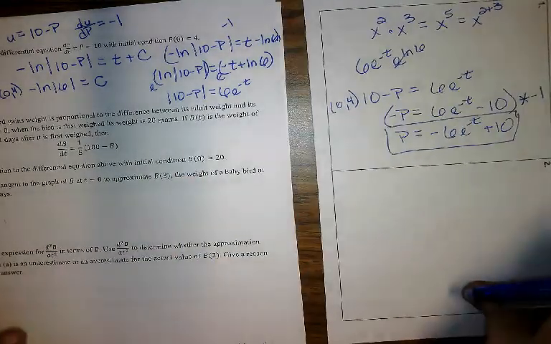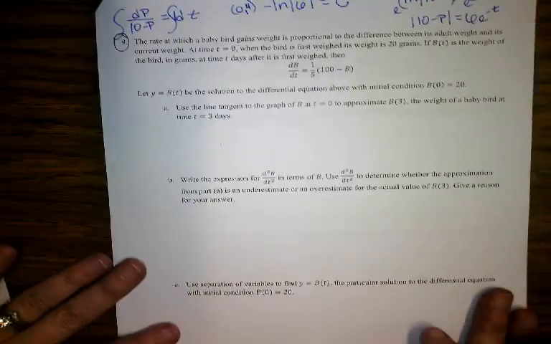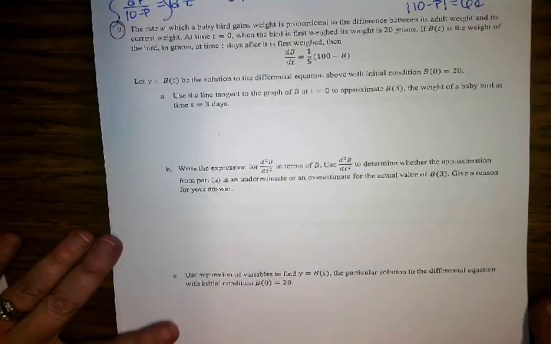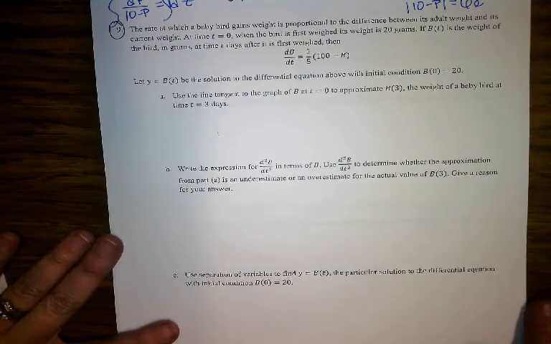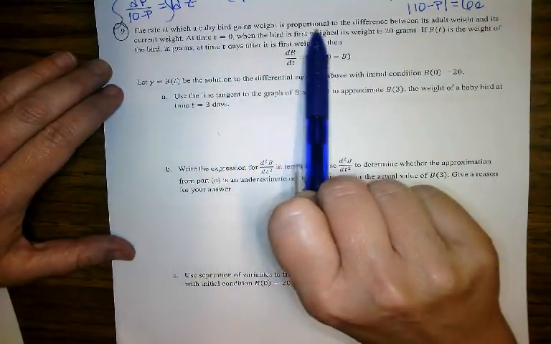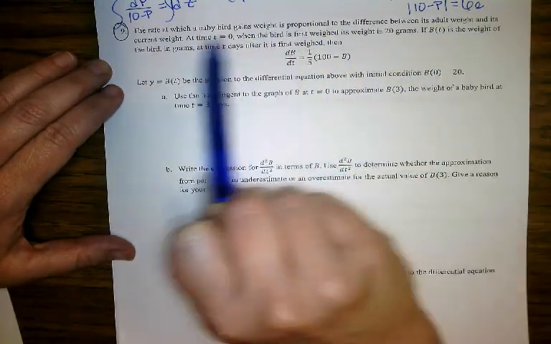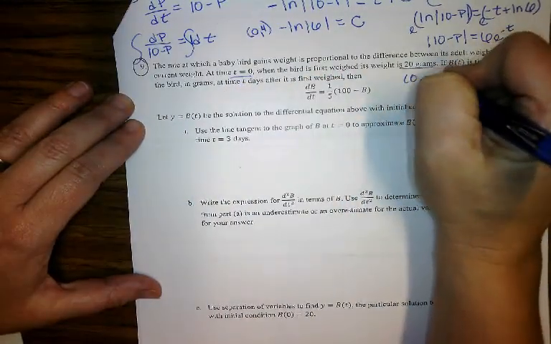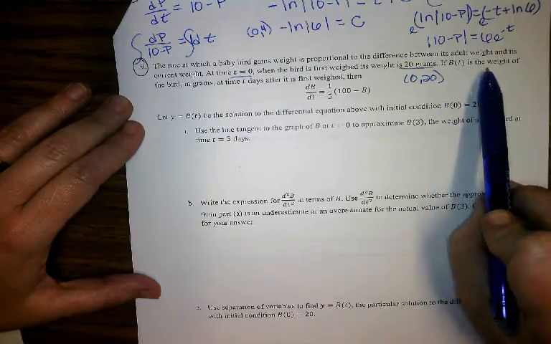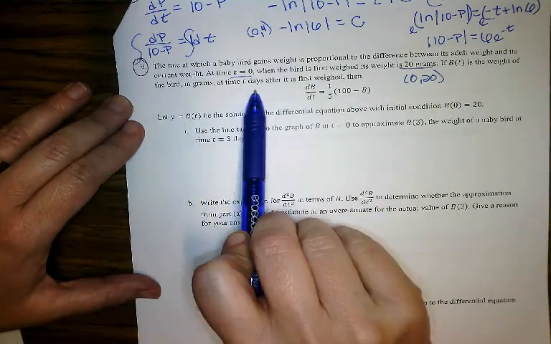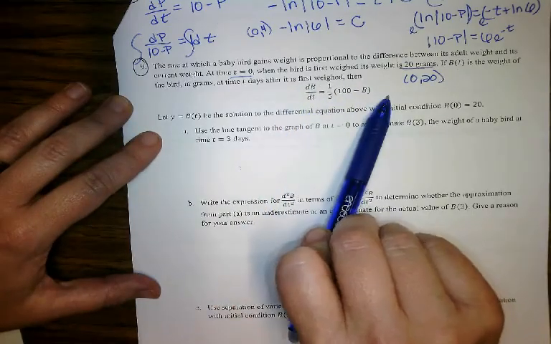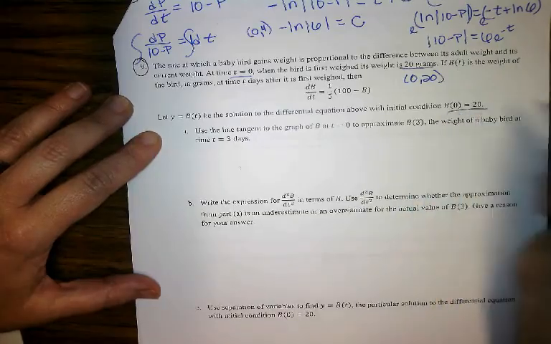Okay, number 9. These are our rate in, rate out problems. This one would be a no calculator one, and then I'll show you a calculator one later on in the review. The rate at which a baby bird gains weight is proportional to the difference between its adult weight and its current weight. At time t equals 0, when the bird is first weighed, its weight is 20 grams. You should read that as an initial value. If B(t) is the weight of the bird in grams at time t equals days after it's first weighed, then we have dB over dt equals this. Oh, they gave us the same initial condition right there, kind of repeated that information.